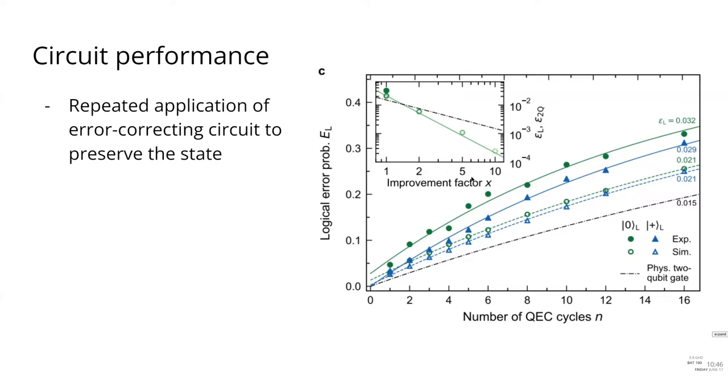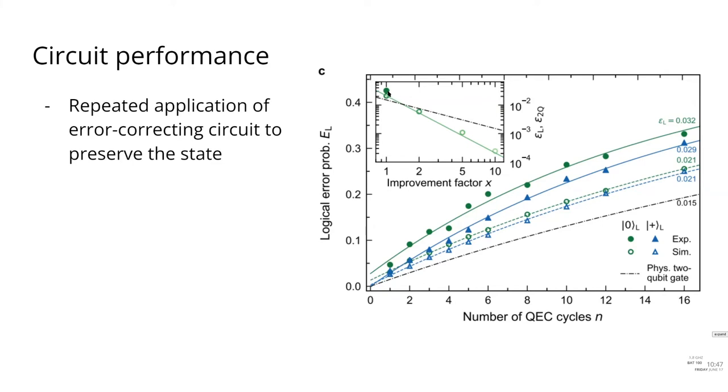So on this inset, we have the improvement factor X, which is the improvement of the fidelity of your single qubit gates. And then on the y-axis, it shows the corresponding improvement in the error. So if your improvement factor is 10, this means that without any error correction, you have a 10 times decrease in the error. That makes sense.